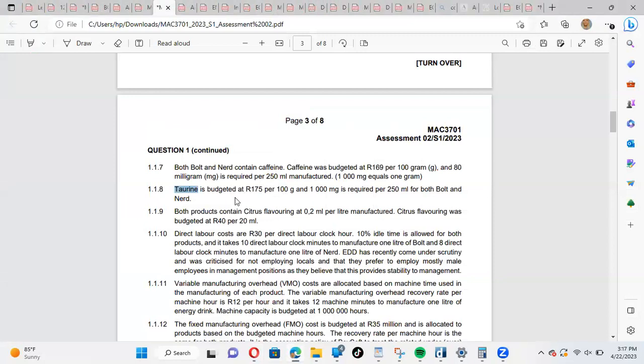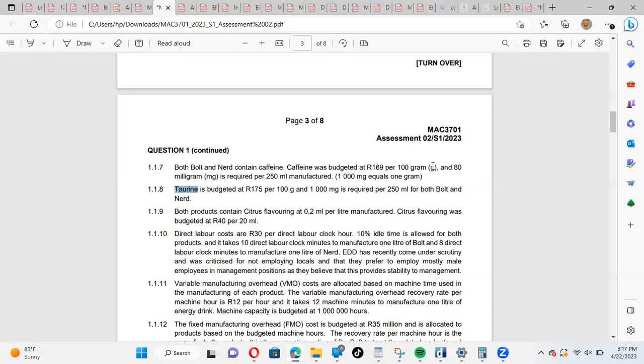I think an easier way of doing this, because now I'm also considering presentation sake, is to explain it like this: if it's 175 per 100 grams, how many milligrams do we have in 100 grams? We would have 100,000. So an easier way would be 175 divided by 100,000, and then multiply by the 1,000, which is required per 250.